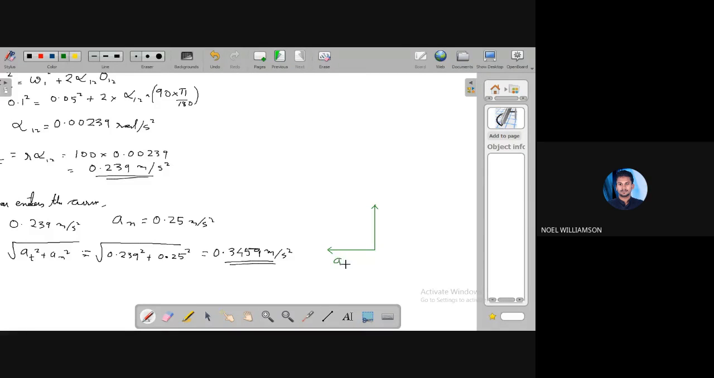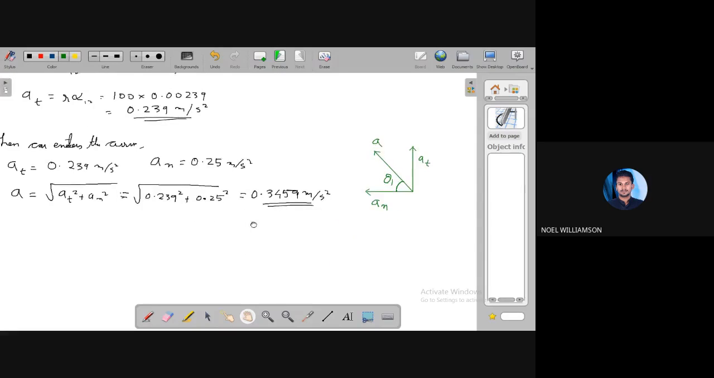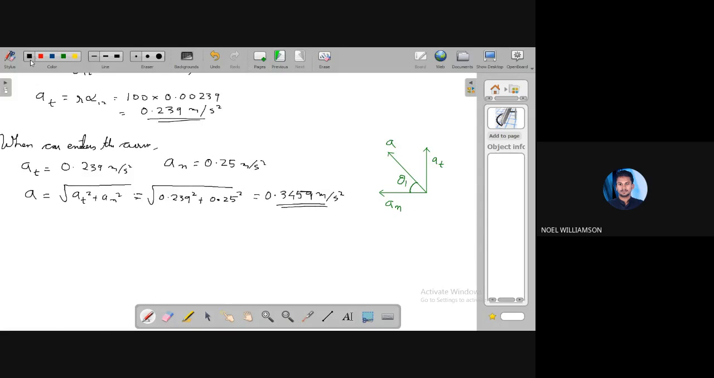Here is the normal acceleration, and this is at. Then the resultant acceleration, that is a, which is 0.3459, will be acting at an angle. Let this be theta 1. Then theta 1 will be equal to tan inverse of y by x. The y term is at, and the x term is an.